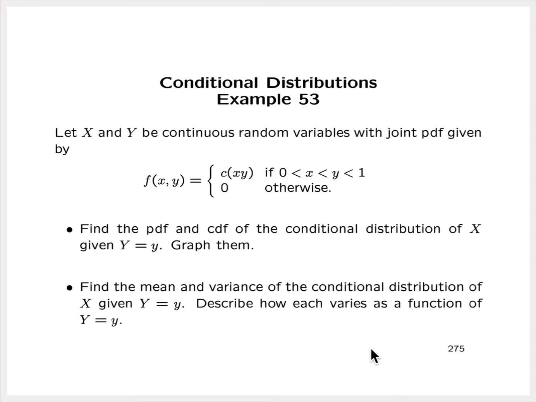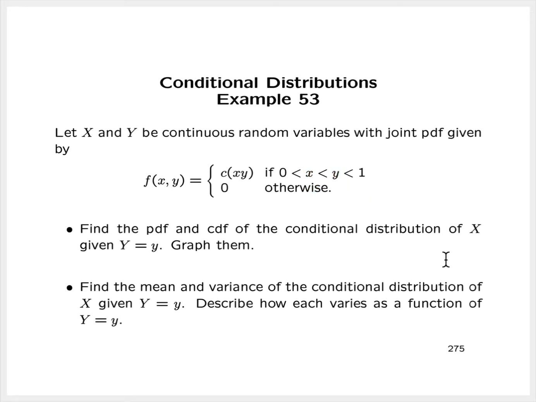Okay, so now let's look at example 53. Again, let x and y be continuous random variables with joint PDF given by this expression. This is similar to the previous example, but remember that the difference is in the sample space, the joint space of x and y. Here, the joint sample space is not the entire unit square, but it is the upper left triangular portion of the unit square, because of this constraint here that x has to be strictly less than y.